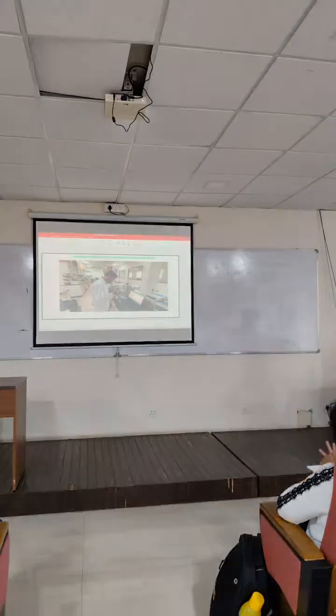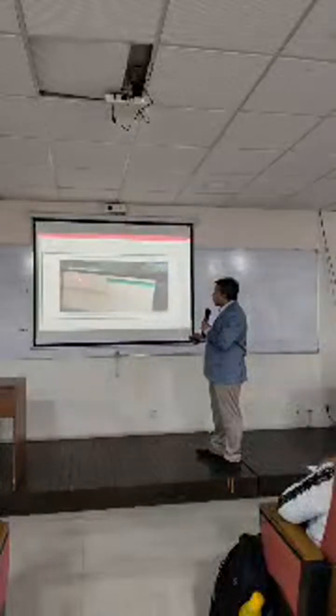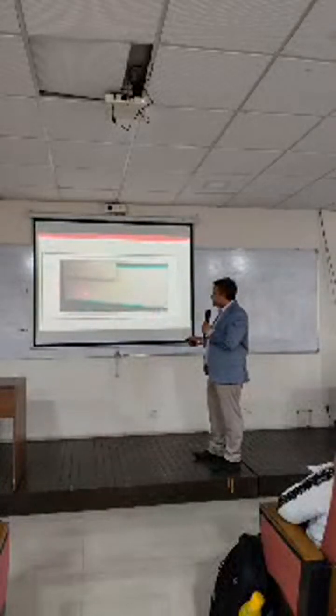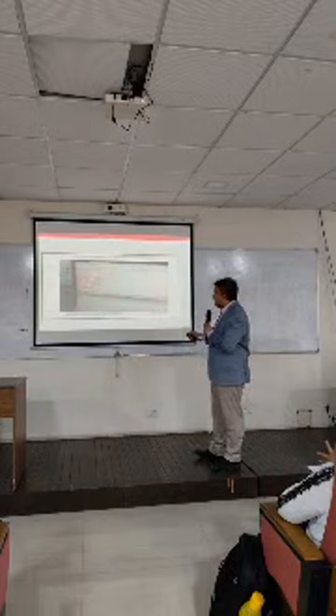This is the result. This is the electronic device, and this is the electrode that we have to develop. This type of changes we have observed in our developed electrodes and electronic devices.